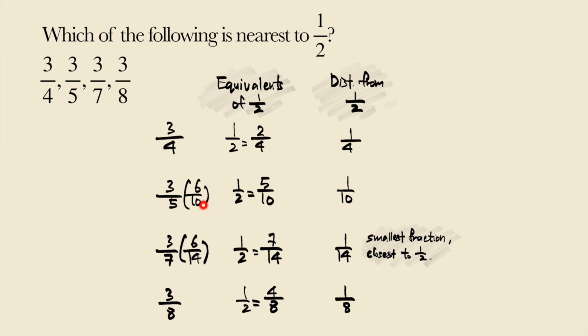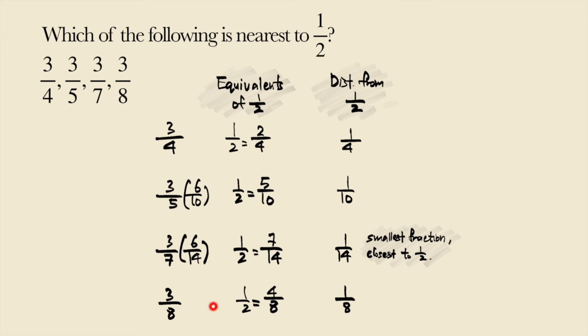Given 3/5, comparing it to 1/2, let's make the denominators the same, which means we are comparing really 6/10 with 5/10. Now the distance between them is 1/10. Okay, same story here. We're going to turn the new denominators and make them the same. So we are really comparing 6 over 14 to 7 over 14. The difference therefore is 1 over 14.